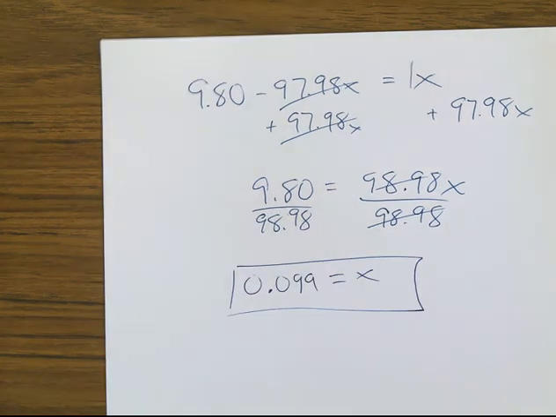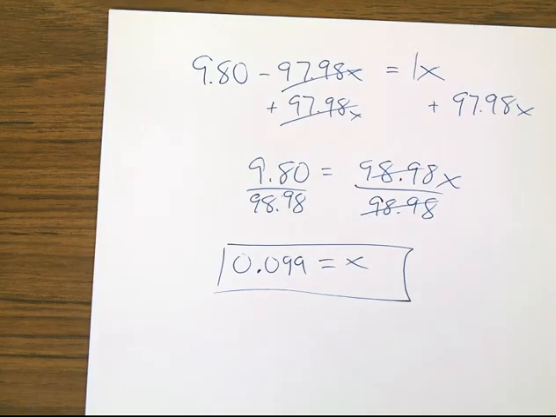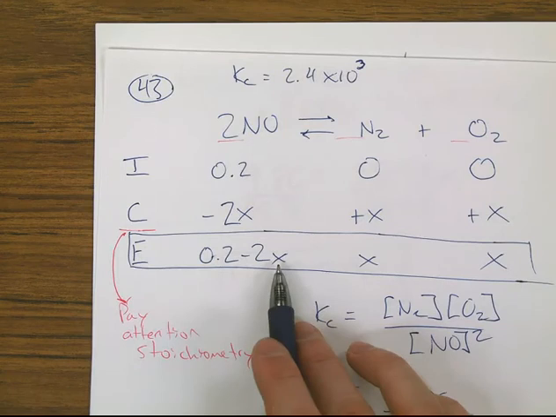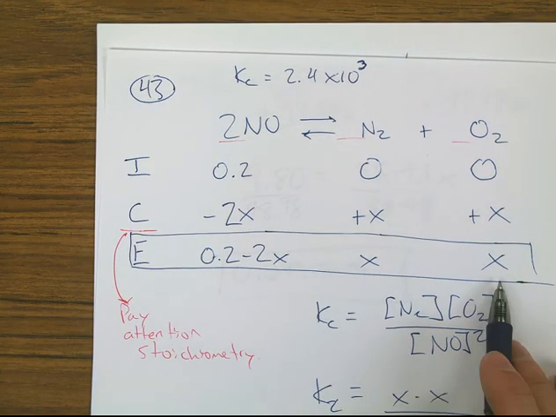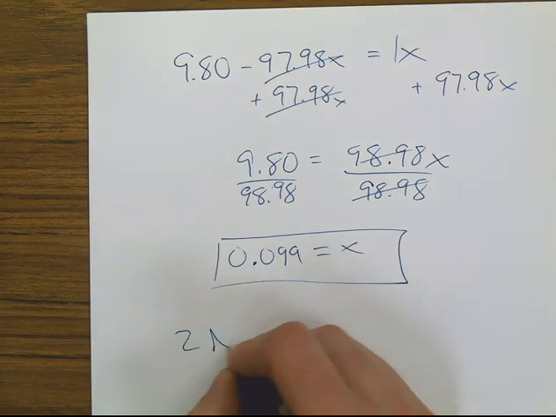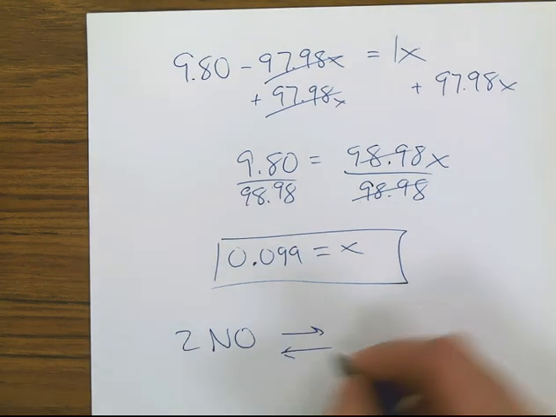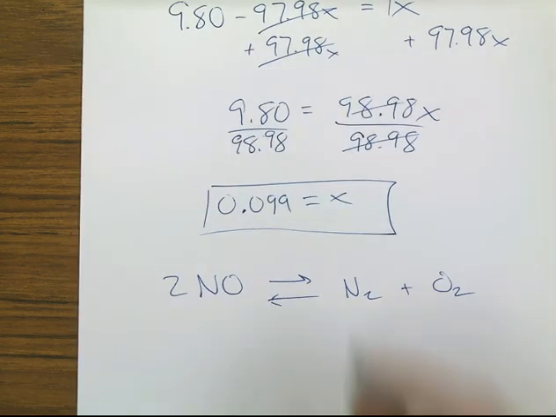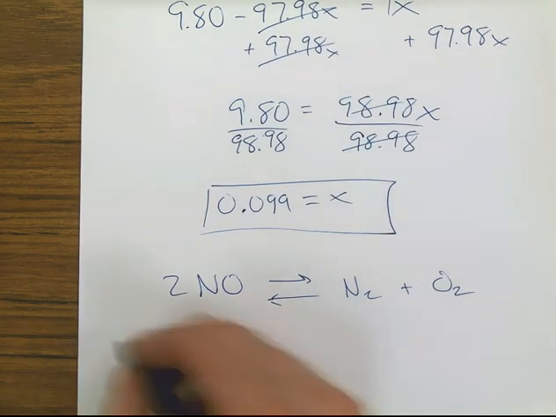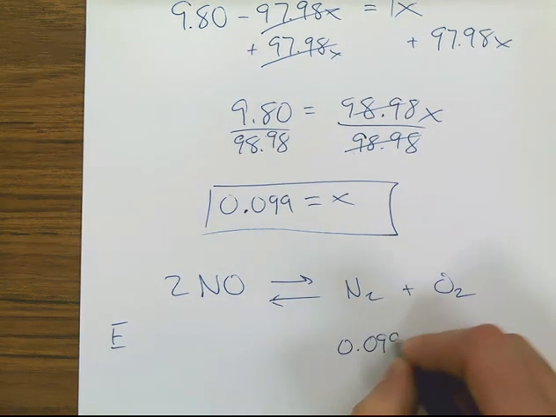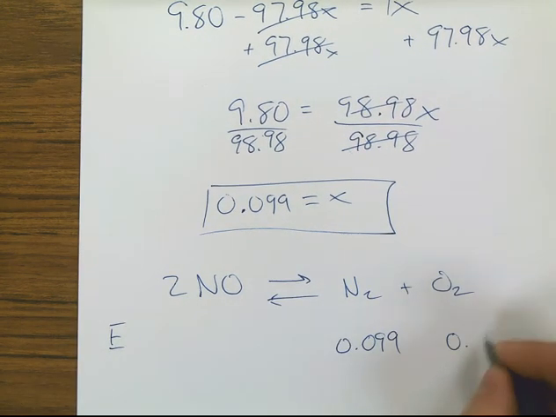So let's go back to the ICE table now. Now I know x, and it's 0.099. And I just have to plug in 0.099 here, here, and here. So at equilibrium, let me go back to the reaction. It's nitrogen monoxide decomposing into nitrogen and oxygen. It's all gas. The value at equilibrium for nitrogen is obviously this concentration right here, 0.099. For this one, it's the same value.